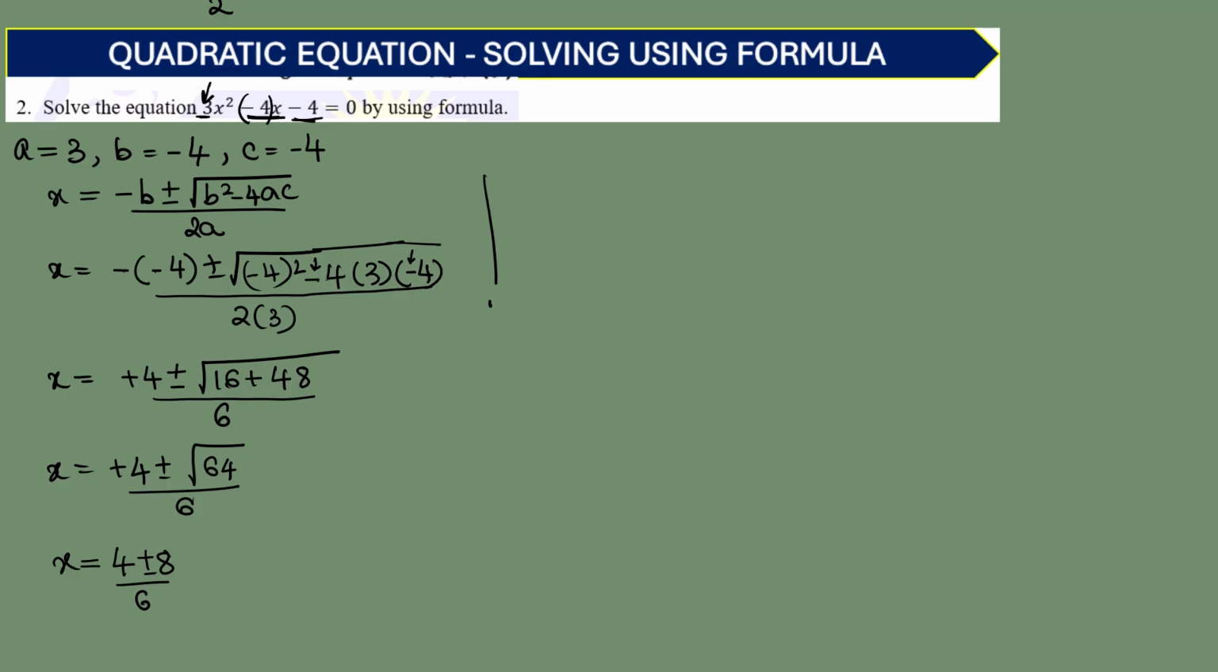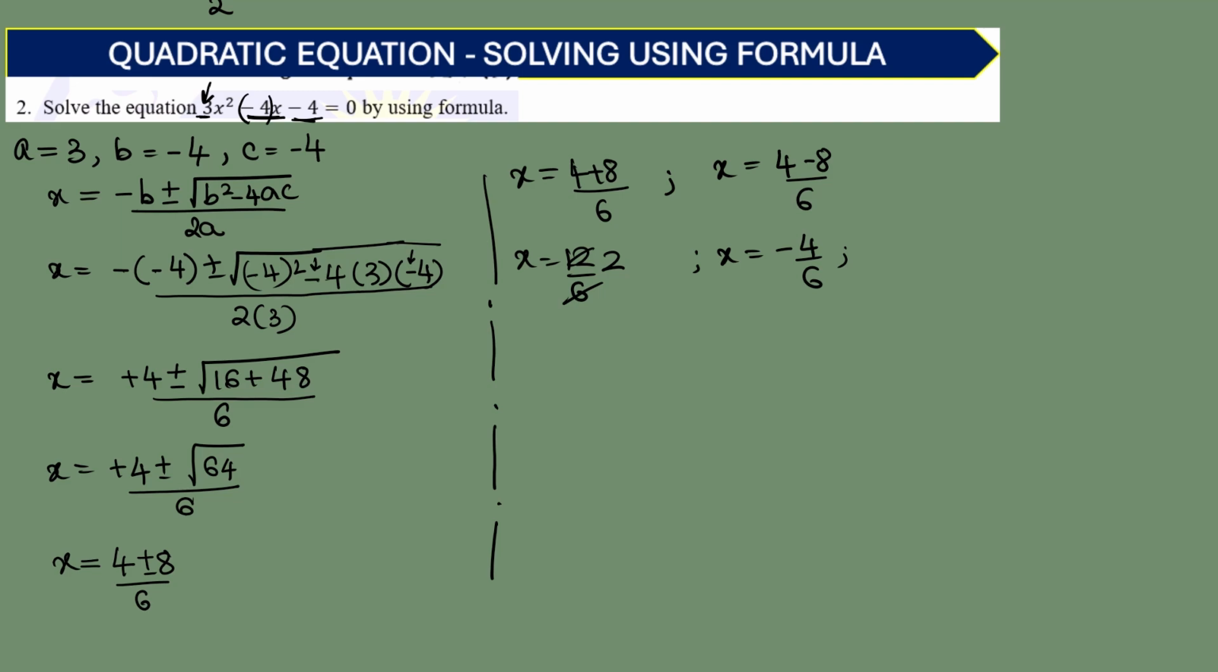So what will be the value of x? The value of x will be 4 plus 8 upon 6 will be one value and another value will be 4 minus 8 upon 6. So x is equal to 12 by 6, that is equal to 2, or x is equal to minus 4 by 6, that is equal to minus 2 by 3. So what is your answer? X is equal to 2 comma minus 2 by 3. You don't have to convert this to decimal. So these are your answers.